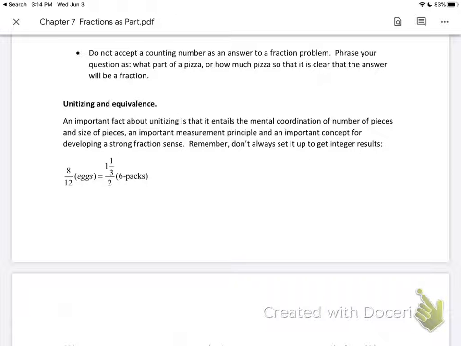Okay, unitizing and equivalence. An important fact about unitizing is that it entails the mental coordination of number of pieces and size of pieces. An important measurement principle and an important concept for developing a strong fraction sense. Okay, remember, don't always set it up to get integer results. So here's an example. 8/12 eggs, but you can have 1 1/3 if you can have little 6-packs of eggs. Okay, so feel free to mix it up a little bit.